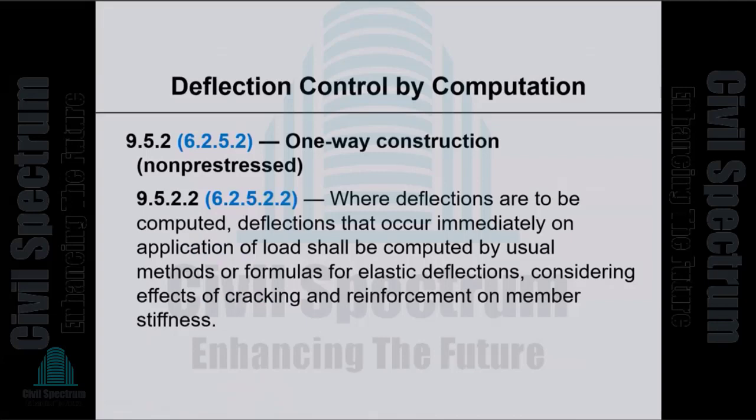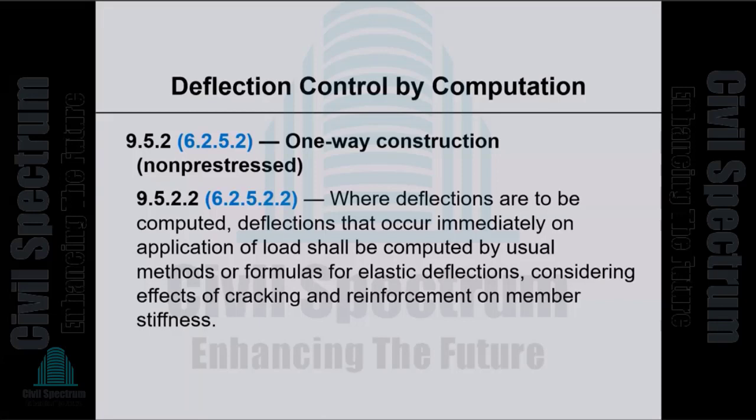There is also deflection control by computation. So if you are unable or unwilling to provide the minimum depth required by ACI 318, you can go with thinner, shallower members, provided you can do deflection computation and show that the computed deflections are within tolerable limits. This is where I'm saying this is far from exact, what we do.